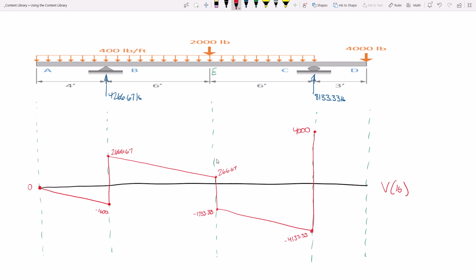So what do I draw? Straight horizontal line. A line with zero slope, because there is zero load. And so I'm at 4,000. Drop back down to zero. There you go. Zero.